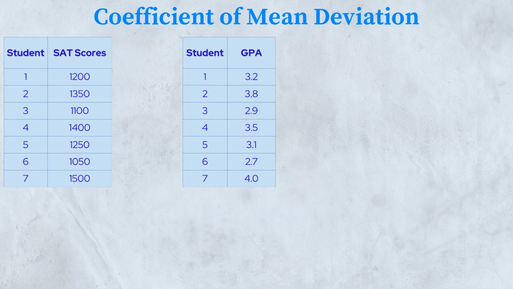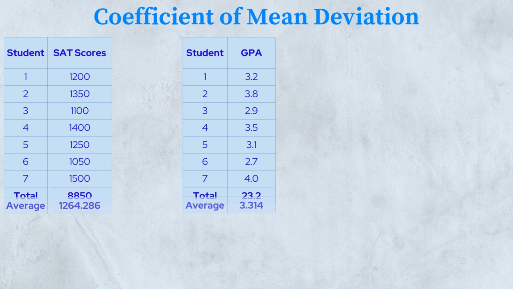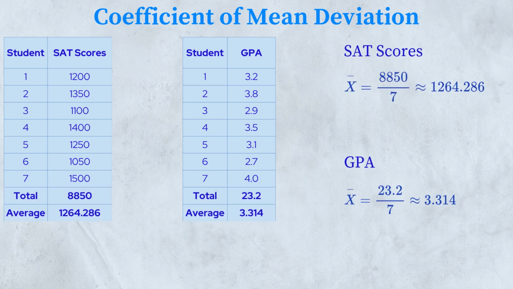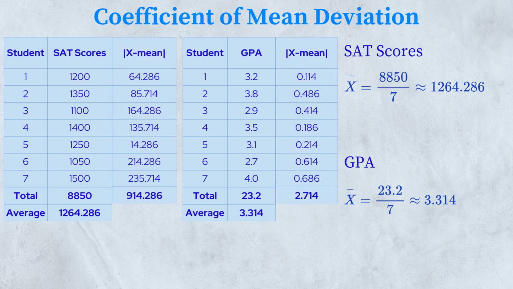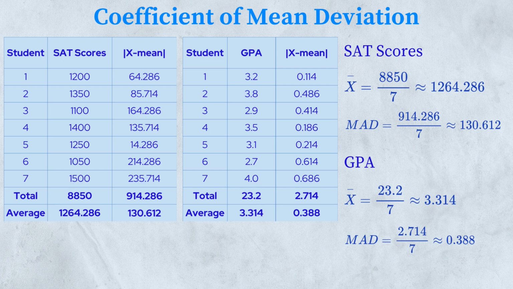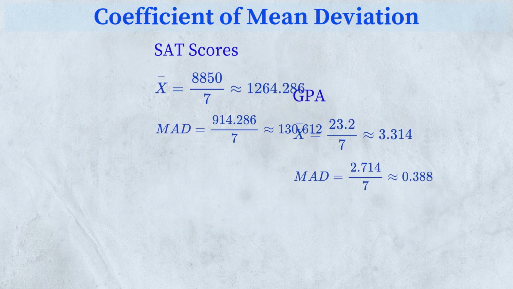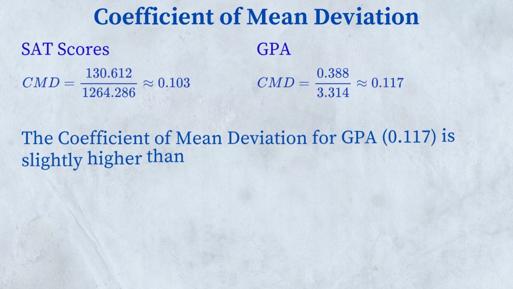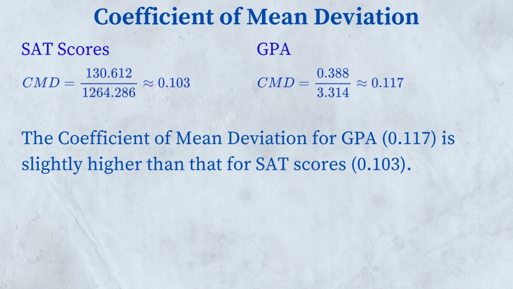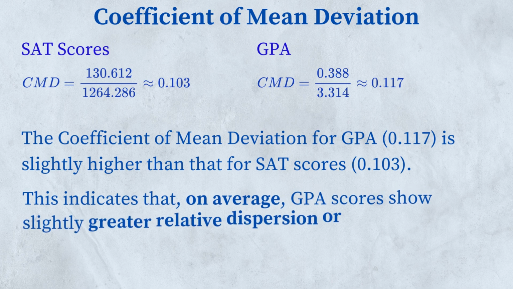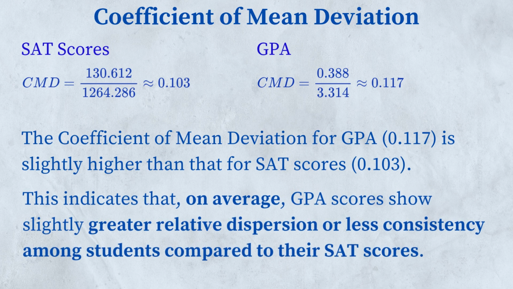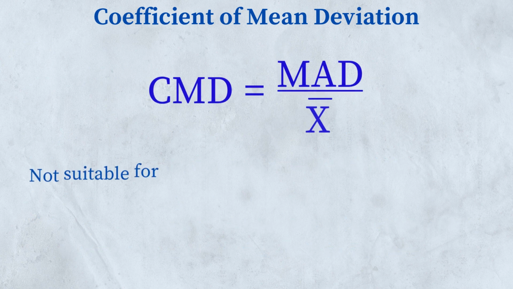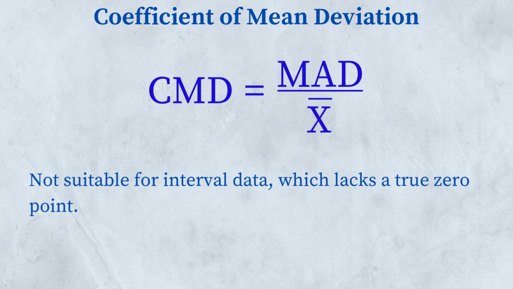When using the mean as the central tendency, first compute the mean for each variable by averaging the sample data. Then, use this mean to compute the mean absolute deviation, which is the average of the absolute deviations of the data values from their mean. For our datasets, the coefficient of mean deviation for GPA is slightly higher than that for SAT scores. This indicates that, on average, GPA scores show greater relative dispersion or less consistency among students compared to their SAT scores. Being a ratio, the coefficient of mean deviation is also not suitable for interval data.